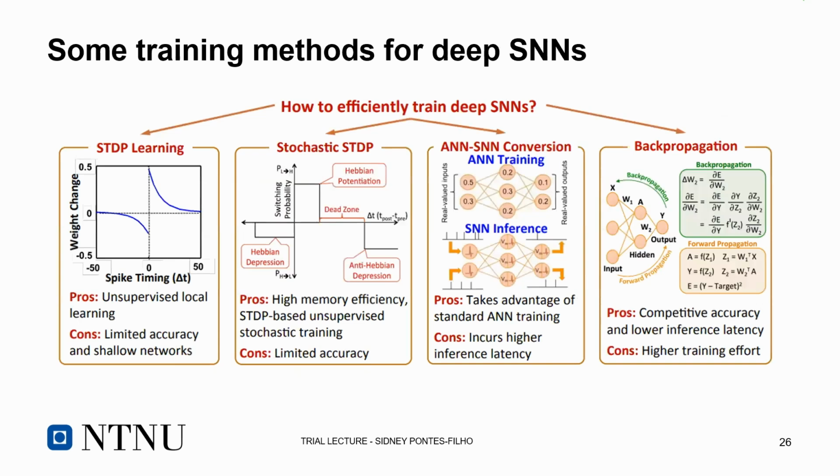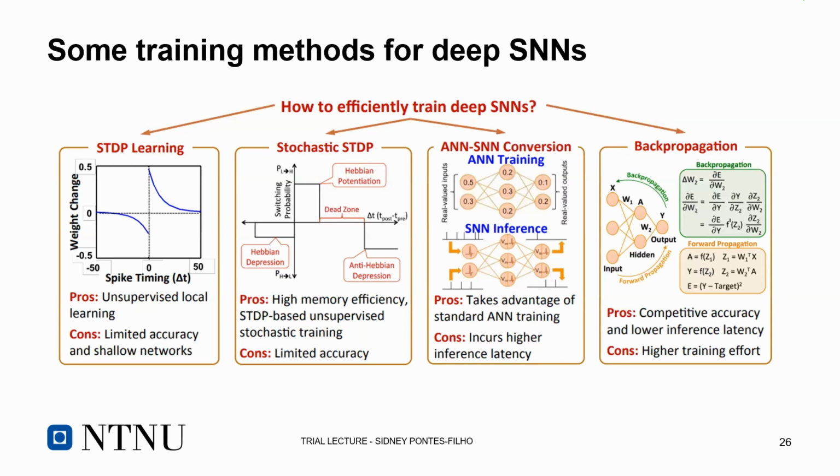And for artificial spiking neurons, or a spiking neural network, we have several ways of training them. We have STDP learning, and the pro is that it is unsupervised local learning. There is no supervision when using this type of learning. The con is that it has low accuracy and is better used in shallow networks. And we also have a stochastic STDP, where instead of defining the change of the weight of that connection, there is a probability to change the weight to a lower value or to a higher value.